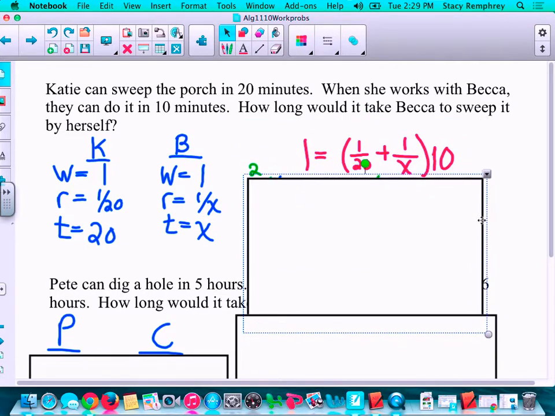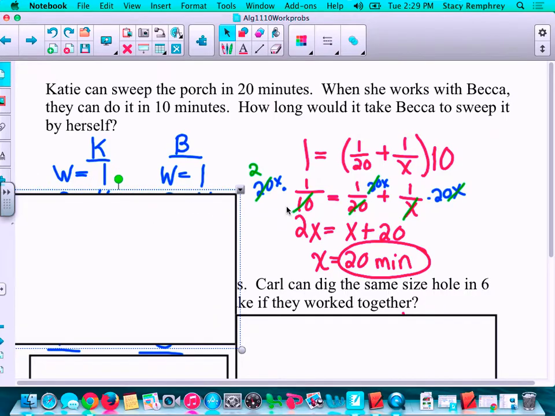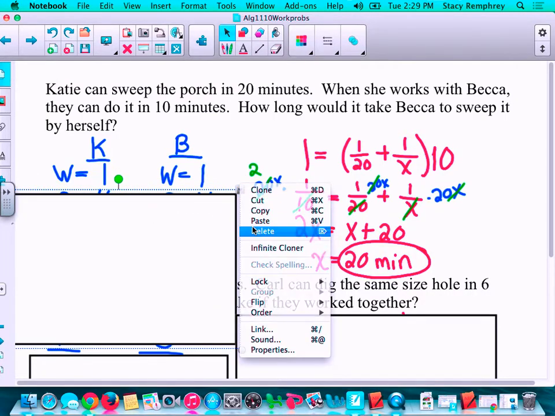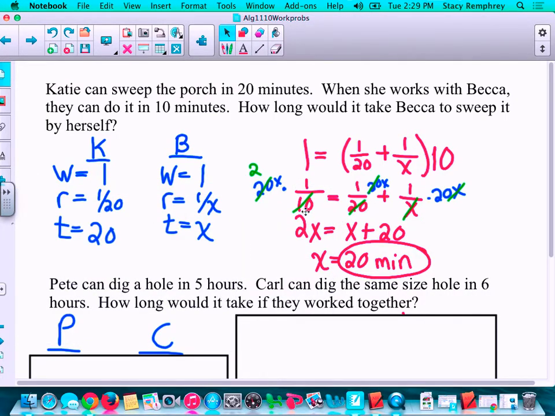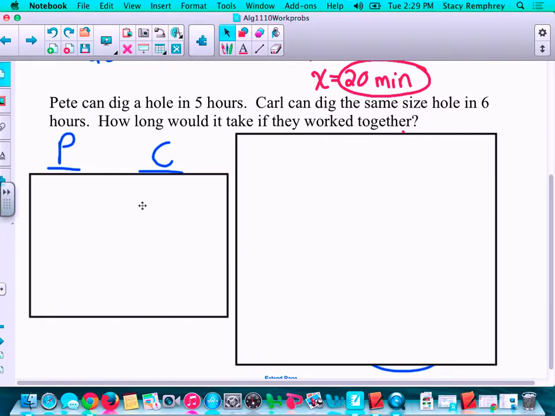Okay. So I have the rates added. The time was 10 when they worked together. Again, what I chose to do was divide both sides by 10. So that's where this second line of red came in. The least common multiple was 20x. I multiplied everything by 20x, and I solved and got 20 minutes. In this one, which again, I'm hoping you tried, if you didn't, push pause and try it, then come back.